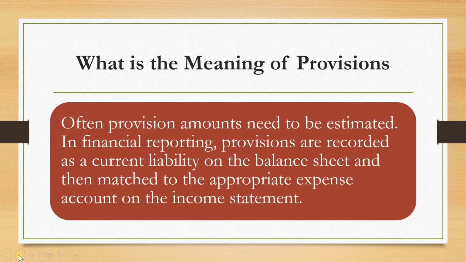Often provision amounts need to be estimated. Yes, that is again an estimated value only. You can't predict exactly how much will be the salaries, how much will be the income tax expense, but you can estimate it. In financial reporting, provisions are recorded as a current liability on the balance sheet and then matched to the appropriate expense account on the income statement. So the debit you are giving to the income statement, and the provision which you are creating on the credit side, that will be your current liability.